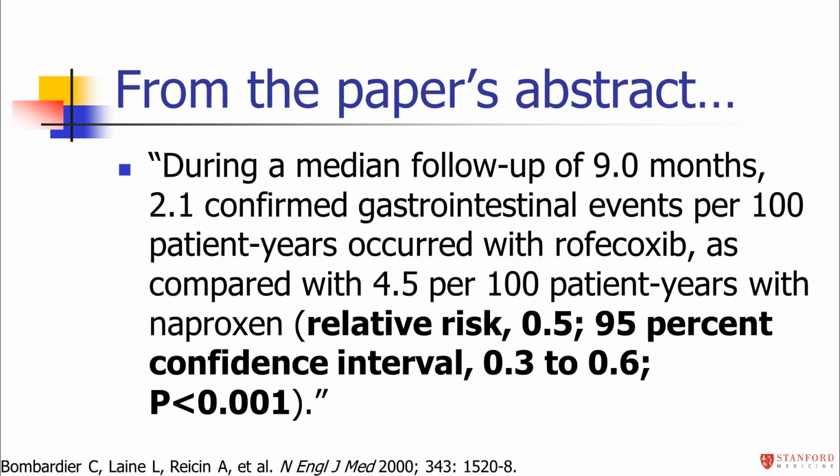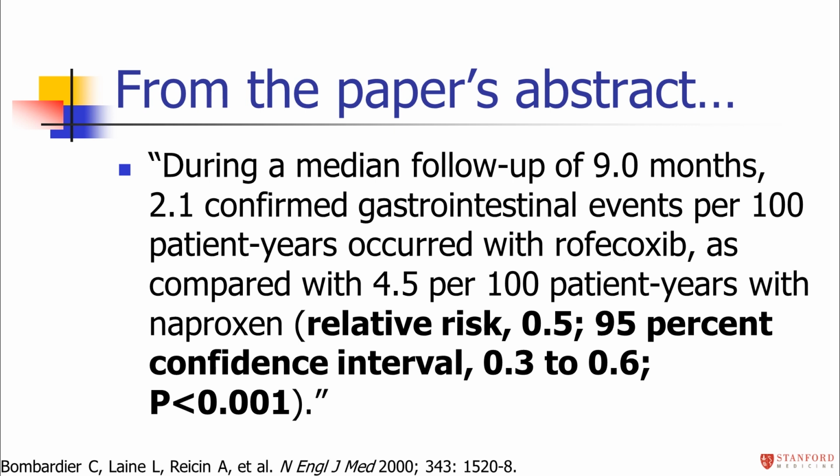Now I want to read to you what they put in the paper's abstract. During a median follow-up of 9 months, 2.1 confirmed GI events per 100 patient years occurred with the rofecoxib, that is the Vioxx group, as compared with 4.5 per 100 patient years with naproxen. Now they're going to give the relative risk. The relative risk is 0.5, so they rounded up from 0.46 to 0.5. 95% confidence interval, 0.3 to 0.6, and it's highly statistically significant.